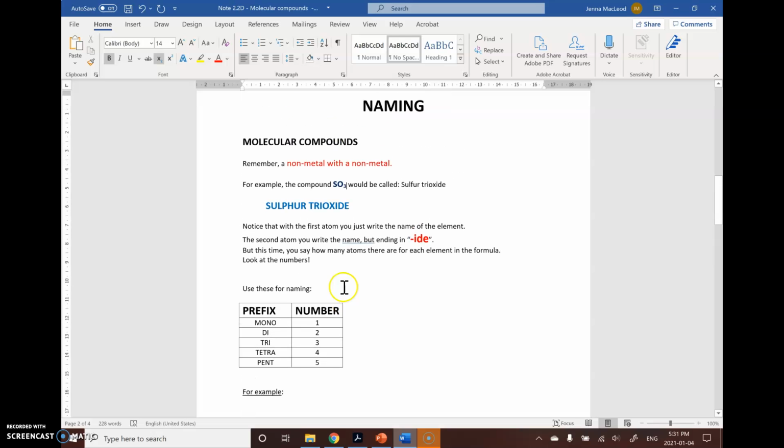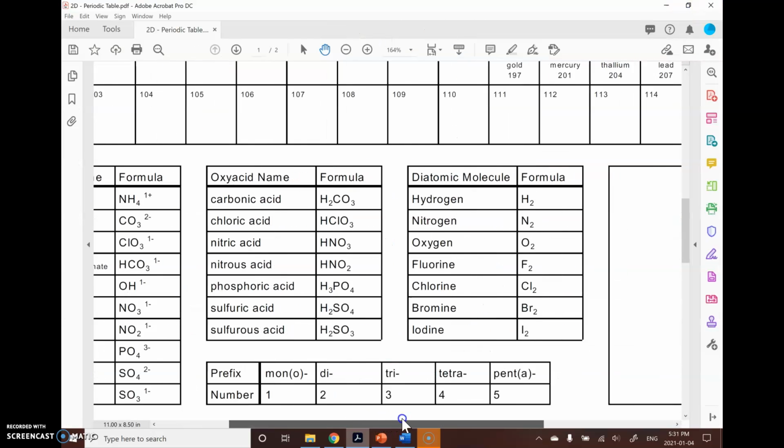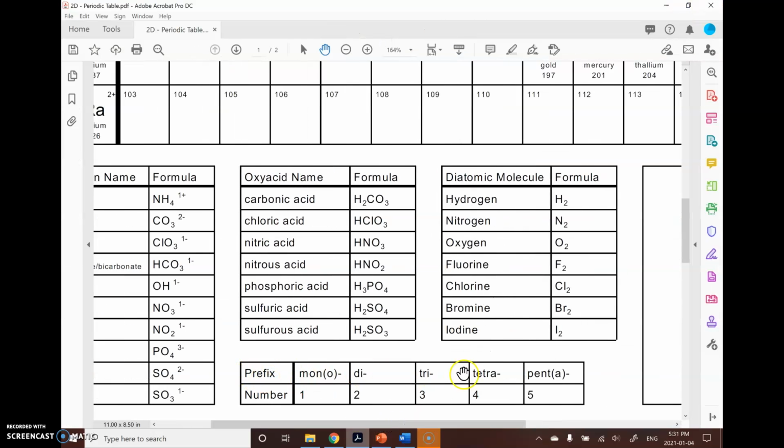I'm going to show you something on your periodic table. At the bottom of your periodic table I have these prefixes for you, so you don't have to memorize them. They're there on your periodic table, and you get those during a test, an exam, a quiz, you name it. So it is on your periodic table.